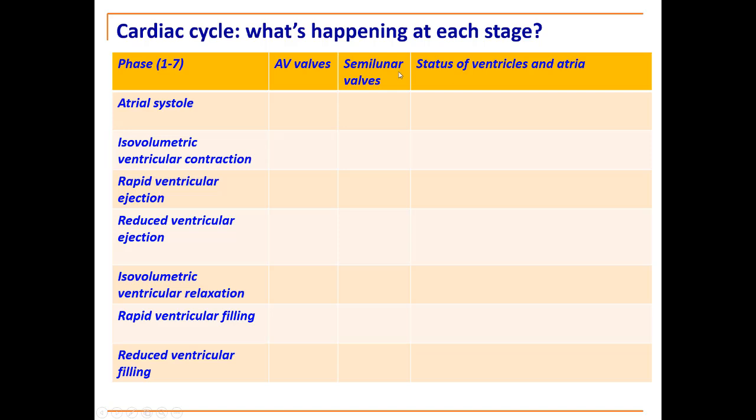Are they, so that's your pulmonary and your aortic valves, are they open or closed? And then just crudely, I want to know what's the status of the ventricles and the atria. So are they relaxed and filling? Are they contracting and emptying? What's happening at each stage?